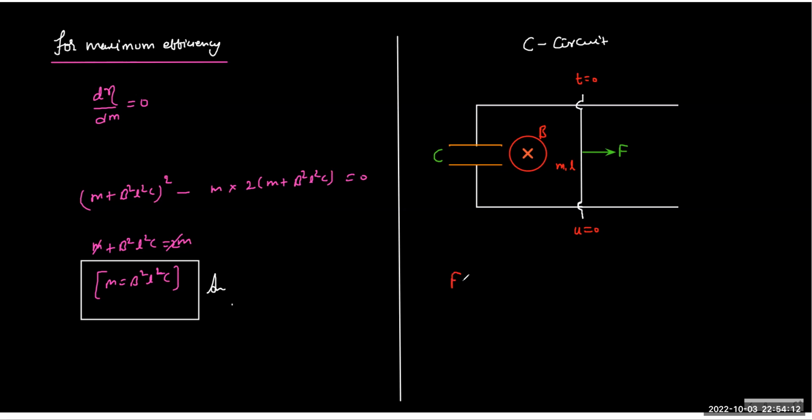Okay. So find velocity of rod, and charge on capacitor as a function of time. So try for a while, then I'll solve. Okay.